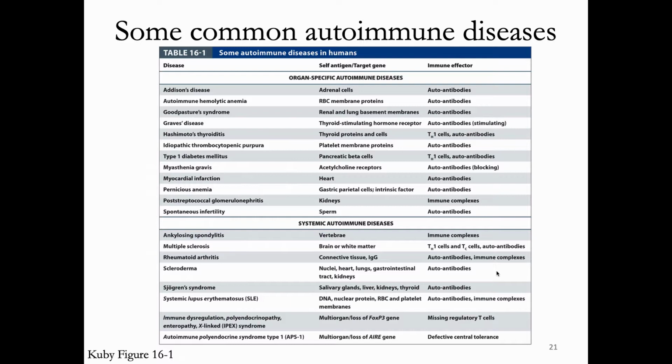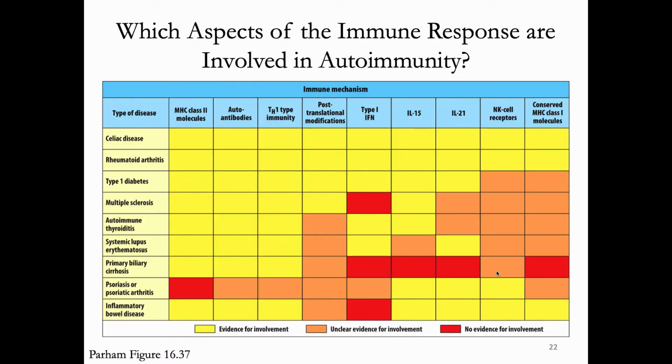One thing I don't love about this table, I just want to show you a version of this from another textbook, is that I think this one is slightly more truthful. Yellow means that there's evidence for that type of immune response being a problem in that disease. Orange is question mark, and red is there's no involvement. The reason I like to show you this is because you can see there's a lot of yellow.